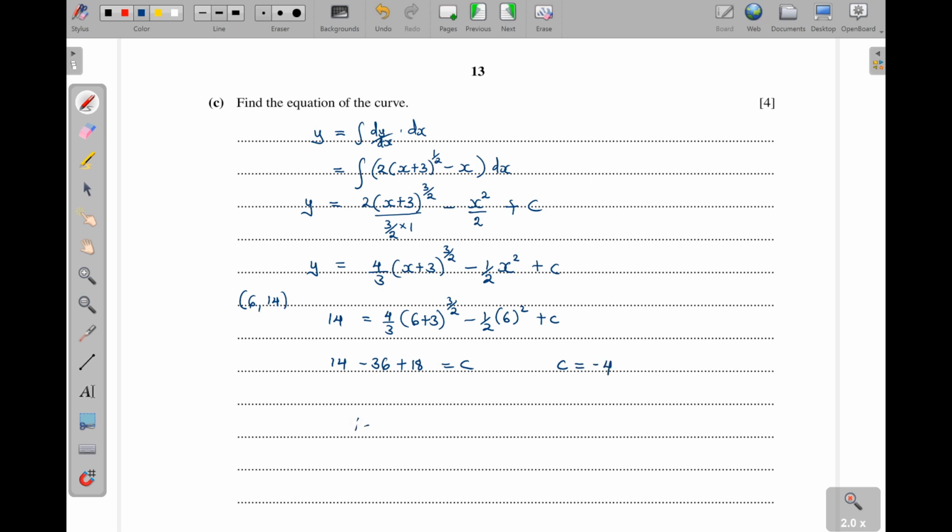So the equation of the curve is therefore going to be y equals 4 over 3 into (x plus 3) to the power of 3 over 2, then minus a half of x squared, then minus 4. That is that.